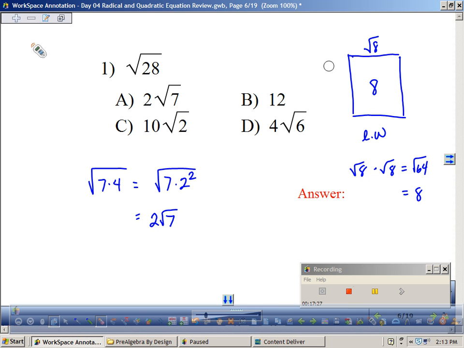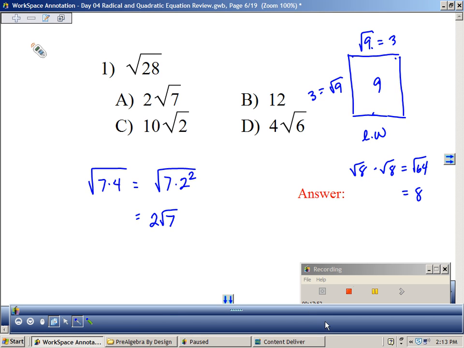Just like you wouldn't write this. Let's look at it this way, guys. The square root of 9. Would I write that as the square root of 3 times 3, like this? Would I write it like that? No. I would write it as 3, because 3 times 3 equals 9, right?